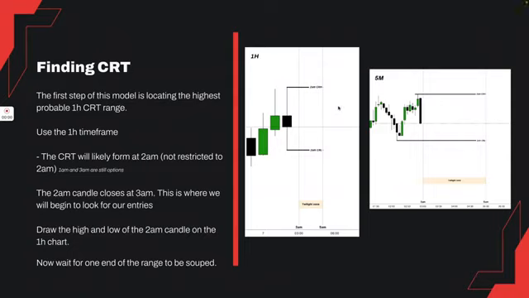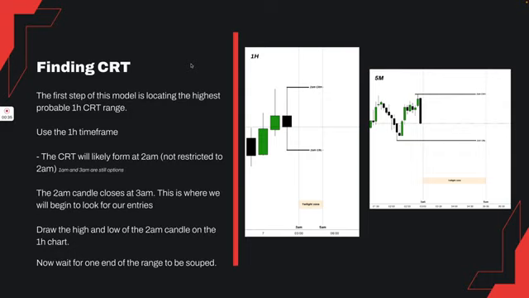Now let's focus on finding the correct CRT. As a beginner, you're going to want to draw out your 3 a.m. to 5 a.m. time zone. I marked it right here, Twilight Zone. The first step of this model is locating the highest probability 1 hour CRT range. You're going to use the 1 hour time frame.